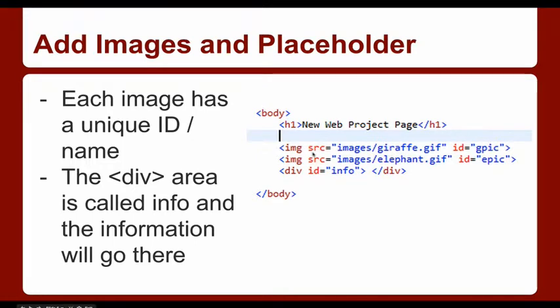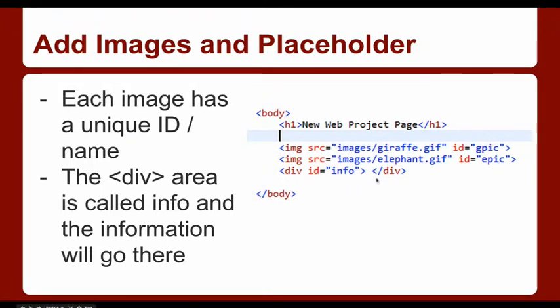And for this actual example, I gave them each a separate ID. The giraffe is called gpic, and the elephant is supposed to be called epic, but I know that's also the word epic, but I can refer to it as epic from this point on because that's what it's really meant to be. I've also added this div.